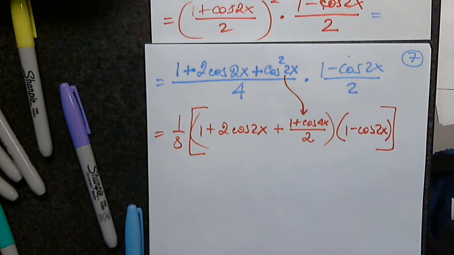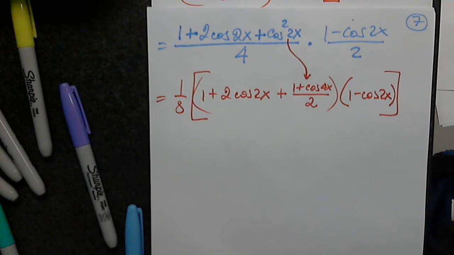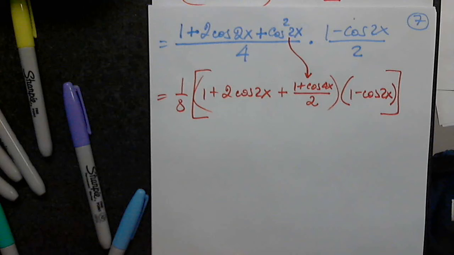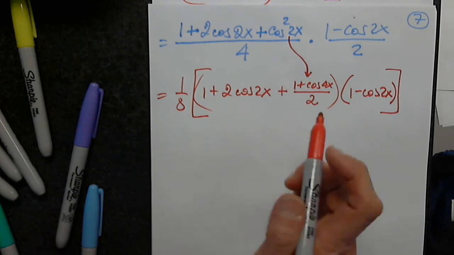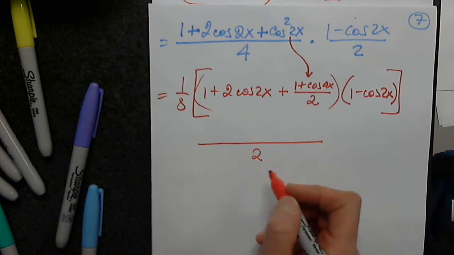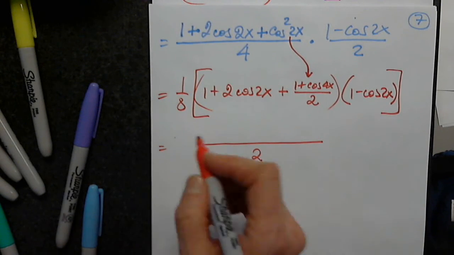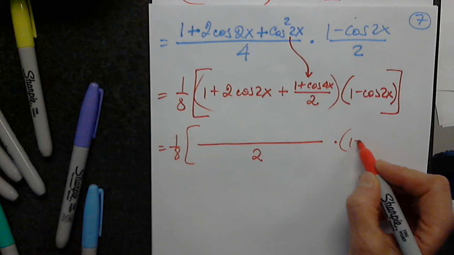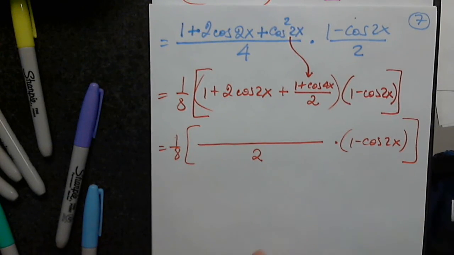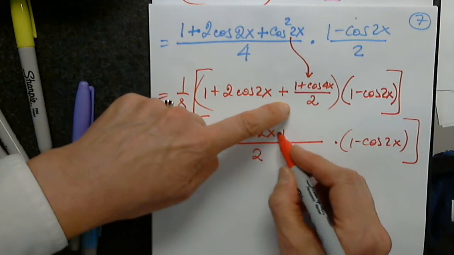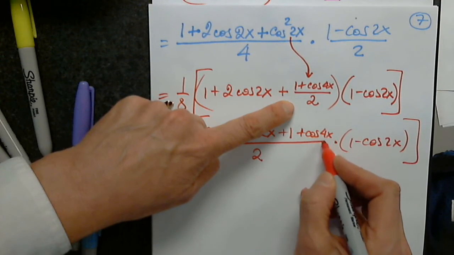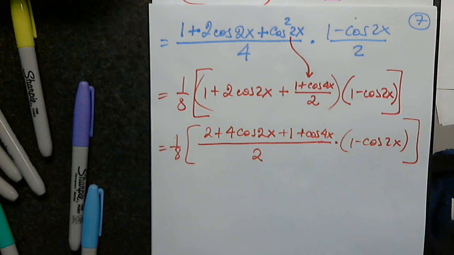Ready? So we want to eliminate the fraction. I would prefer that. So if I eliminate the fraction, first of all, all this in here has denominator 1, denominator 2. So this will become 2 plus 4 cosine twice x plus 1 plus cosine 4x. So I found the least common denominator in parentheses here. And I said, if 2 is the least common denominator, this has to be multiplied by 2, and this has to be multiplied by 2.